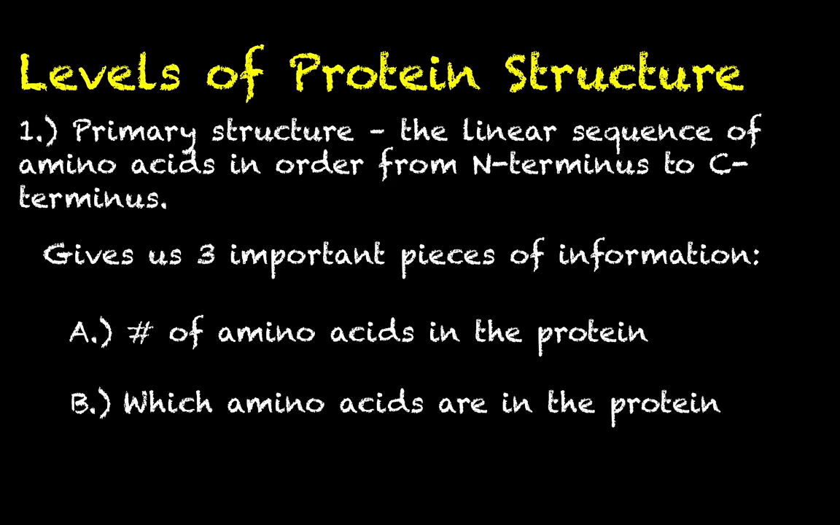Next, it tells us which amino acids are in the protein. Remember, there are 20 different amino acids that are used to build proteins. Some proteins will contain all 20 of the amino acids. Some proteins will be missing some amino acids. Amino acids can be repeated as many times as we want. Amino acids can be excluded. It just depends on which protein you're talking about.